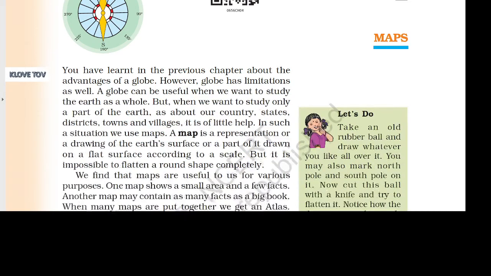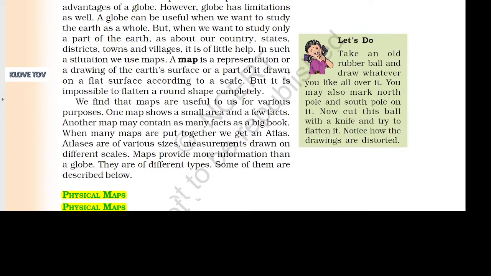Chapter 4, Maps. You have learned in the previous chapter about the advantages of a globe. However, a globe has limitations as well. A globe can be useful when we want to study the earth as a whole, but when we want to study only a part of the earth, such as a country, states, districts, towns, and villages, it is of little help. In such a situation, we use maps.